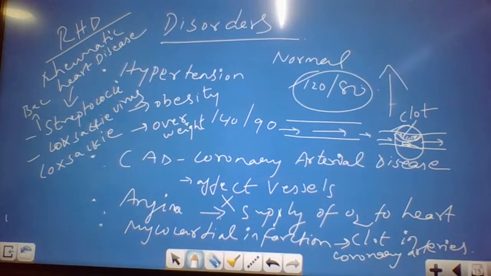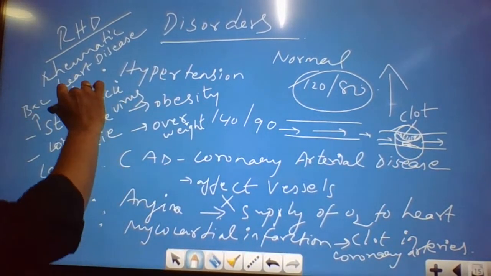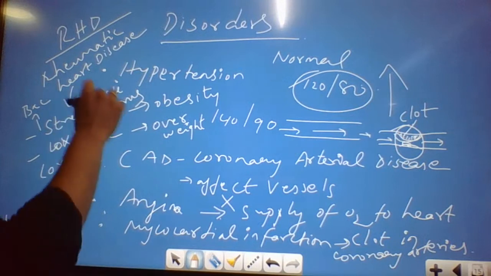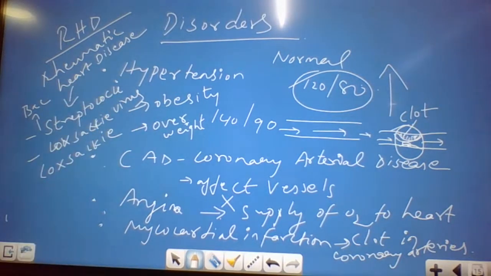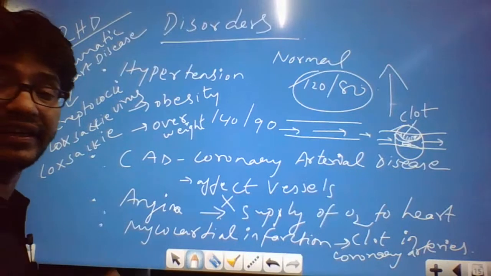Coxsackie B virus and Streptococcus bacteria, these two are the microorganisms responsible for causing rheumatic heart diseases. And ventricular repolarization: you asked me, what is ventricular repolarization?